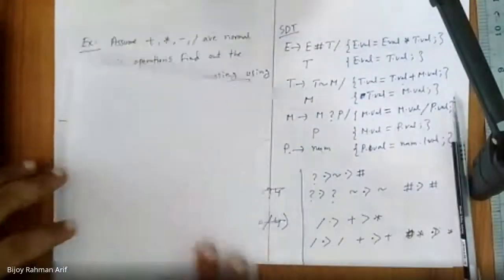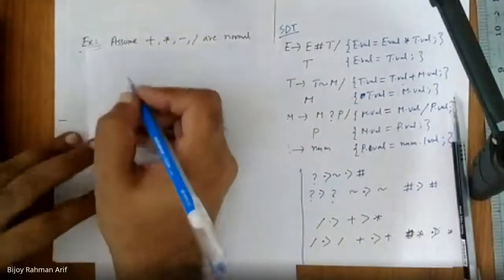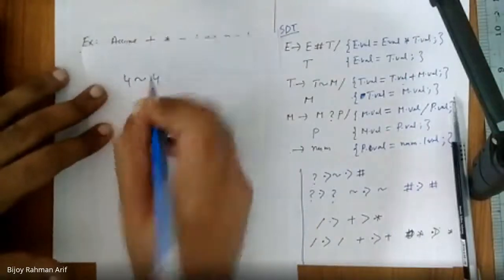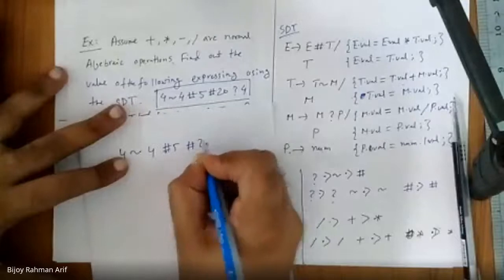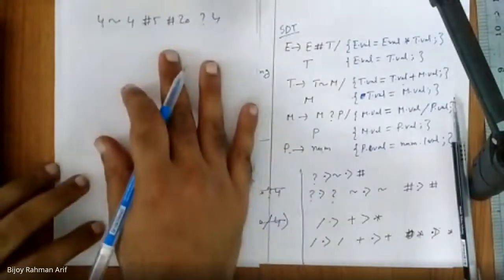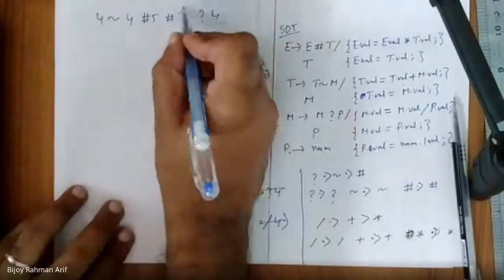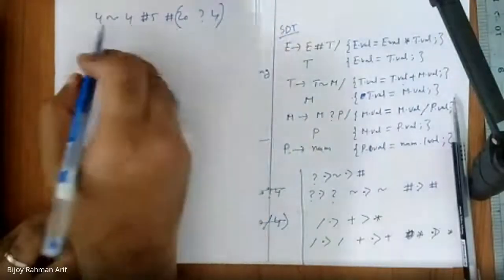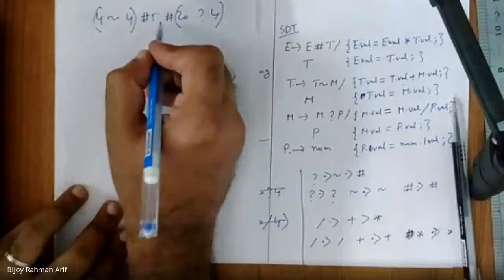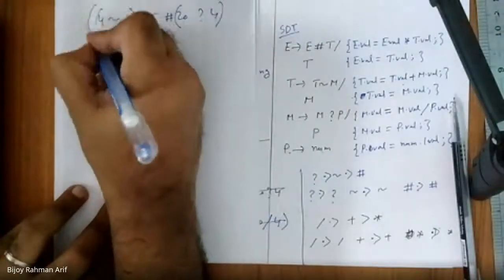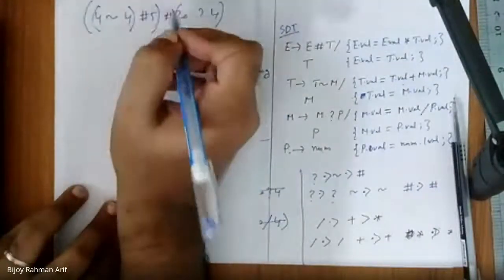So we know this conversion table, and what is the string? 4 wiggle 4 hash 5 hash 20 question mark 4. So I know that question mark has highest precedence, so this one I have to do first. Then I have to do wiggle, this one. Then I have to do hash, but hash is left associative, so I have to do this one first. Finally, I have to do this one.